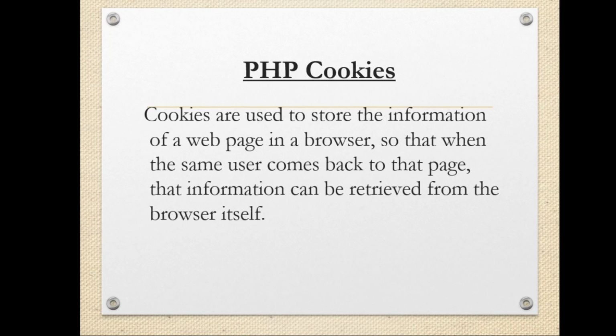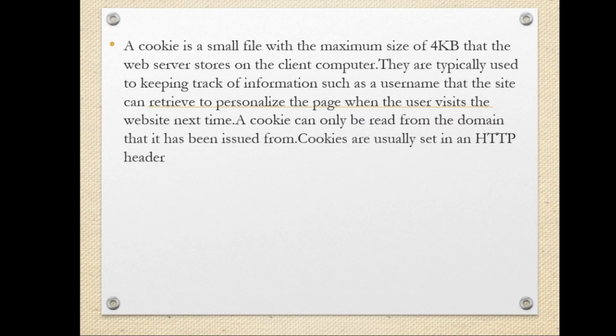PHP cookies. What are PHP cookies? So cookies are used to store the information on a web page in a browser so that when the same user comes back to the page, that information can be retrieved from the browser itself. So students, basically cookies are nothing but a small file in which information about the user is stored on the browser. For example, if you type your username in Gmail, when you come next time, that information is stored in the cookie. So when you just press the first alphabet of your email address, the remaining address will be shown. That is the information stored in the cookie file.